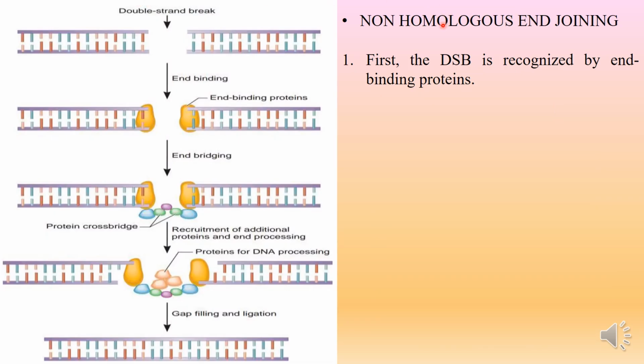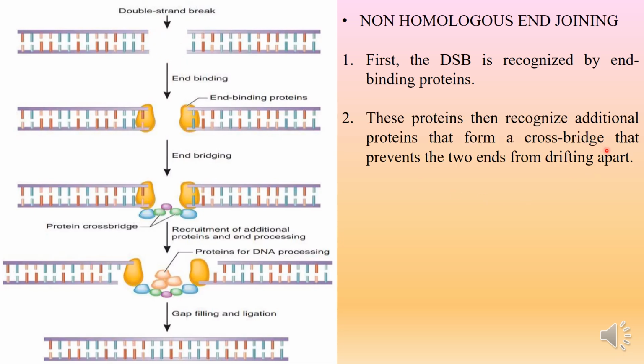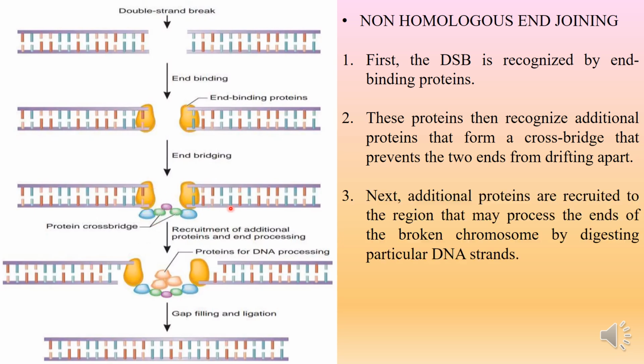In non-homologous end joining, the two broken ends of DNA are pieced together. So, at first, the double-stranded break is recognized by end binding proteins. So these end binding proteins have recognized the double stranded break, which is caused by high radiations. Then these proteins recruit additional proteins to form a cross bridge that prevents the two strands from drifting apart. So the additional proteins come and align here so that these two strands do not drift apart.